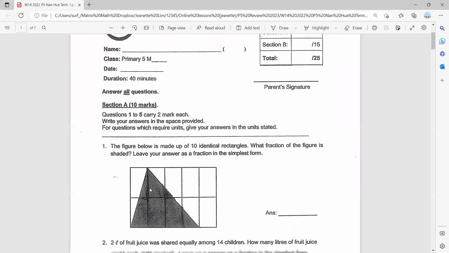The figure below is made up of 10 identical rectangles. What fraction of the figure is shaded? Leave your answer as a fraction in its simplest form. If you look at this triangle, this triangle is actually half of how many rectangles? It's actually half of this portion only.